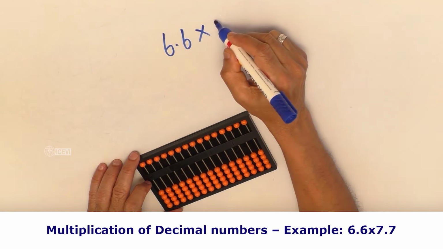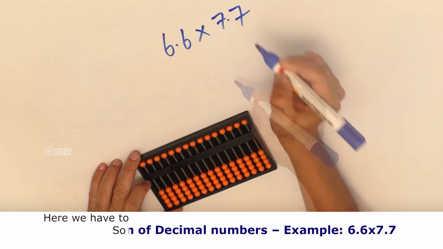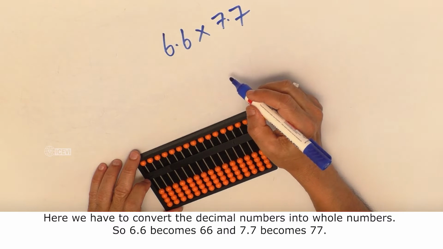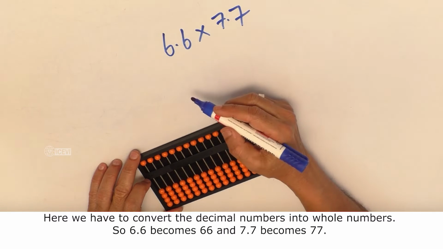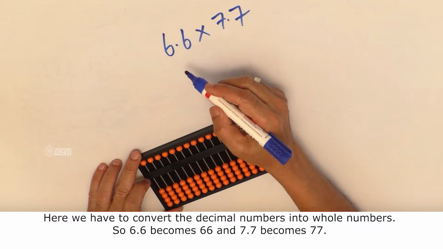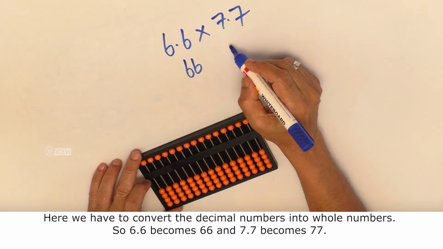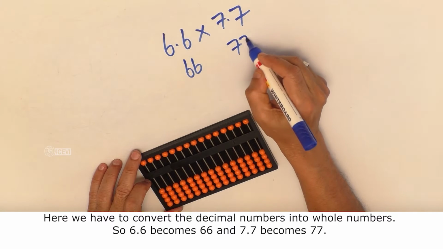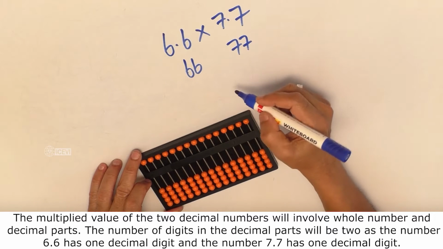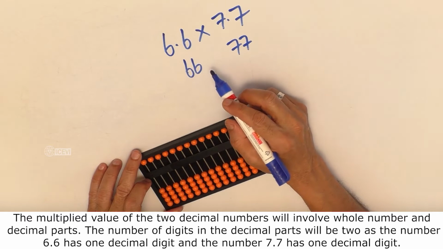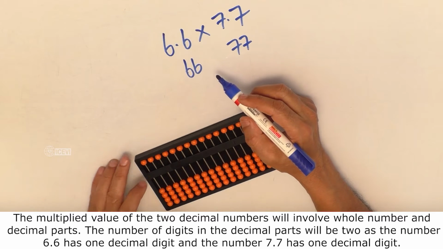6.6 multiplied by 7.7. Here we have to convert the decimal numbers into whole numbers. So 6.6 becomes 66 and 7.7 becomes 77. The multiplied value of the two decimal numbers will involve whole number and decimal parts.